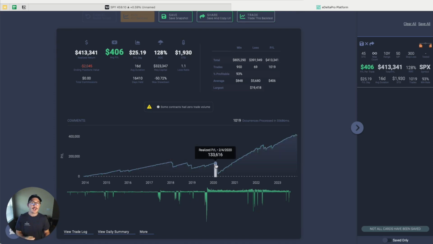Now, what about the 2020 COVID crash? It went from $133,000 of profit all the way down to roughly $40,000. So it lost $100,000 of profit. So obviously these two big crashes would have decimated any trader who was trading Strangles during this period. And that's what we want to avoid.